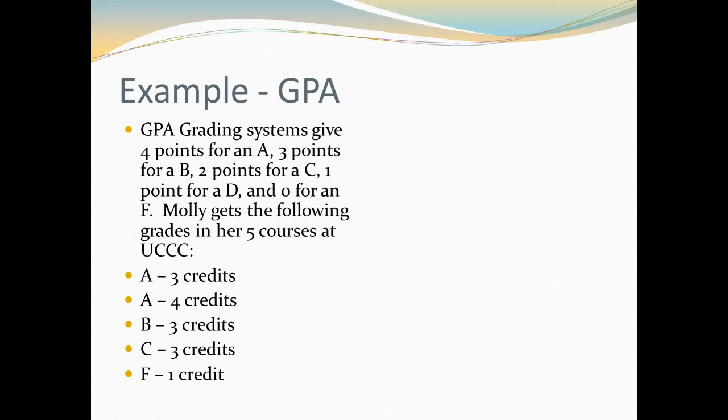So let's take a look at how GPA is calculated. For this particular college, we have the grading system of 4 points for an A, 3 points for a B, 2 points for a C, 1 point for a D, and 0 for an F. If Molly gets these 5 grades as her semester grades, let's see how we can calculate her GPA.